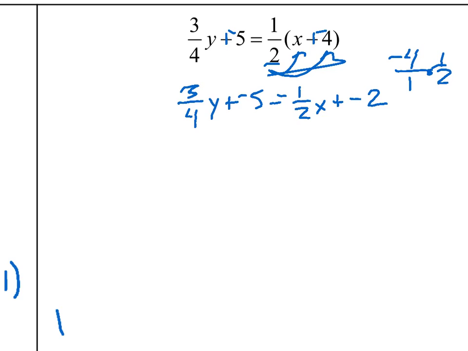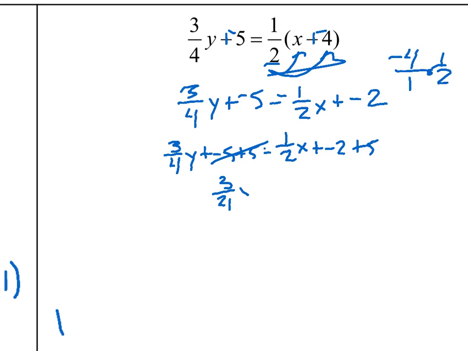Then what, Noemi? You put positive 5 on both sides. 3/4 y plus -5 plus 5 is equal to 1/2 x plus -2 plus 5. 3/4 y is equal to 1/2 x plus 3.